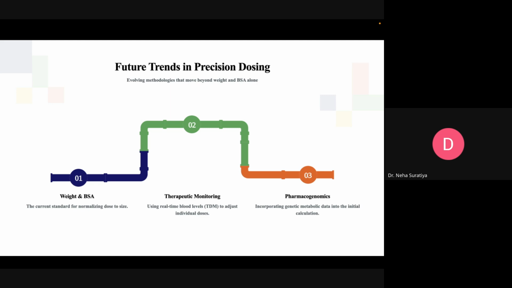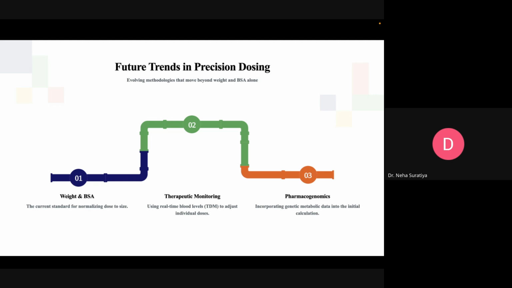We are now integrating pharmacogenomics into it. I will let you know in tomorrow's module what pharmacogenomics is and how it is influencing the whole thing, which is very interesting. We'll start tomorrow's module with one small story which can connect this, and we will move forward.